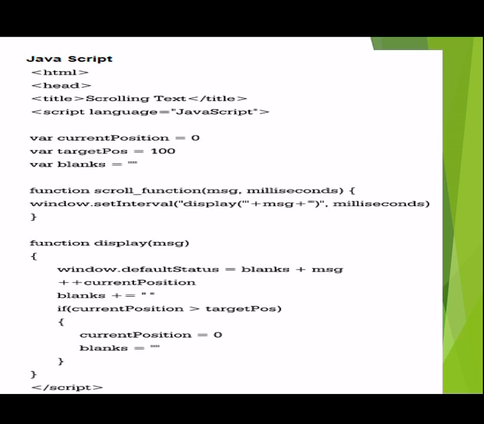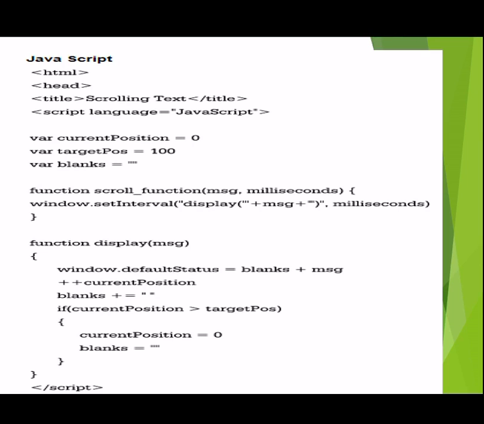There are certain blank spaces when the message is moving. When the message is moving, it starts from the start position and then moves towards the end position. So a certain part of your position is going to remain blank. For that blank, we are going to take nothing. So var blanks is equal to, in double quotes, just a space.